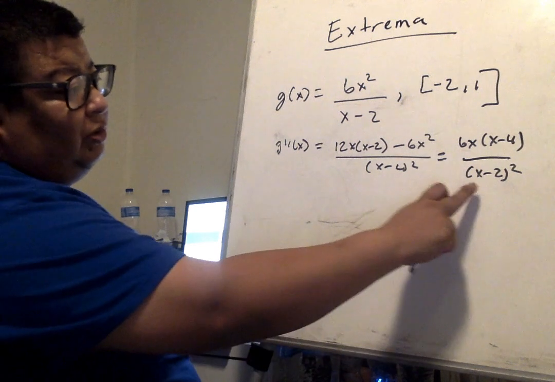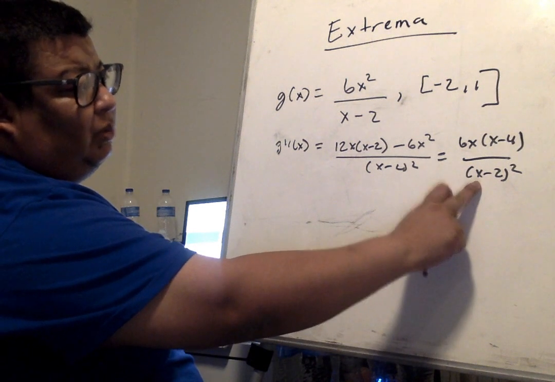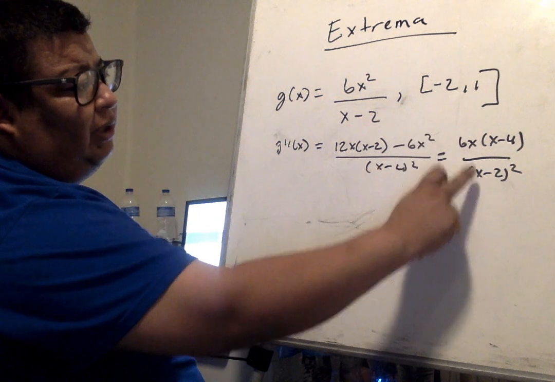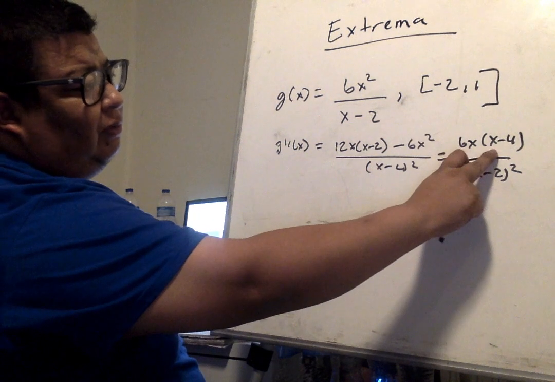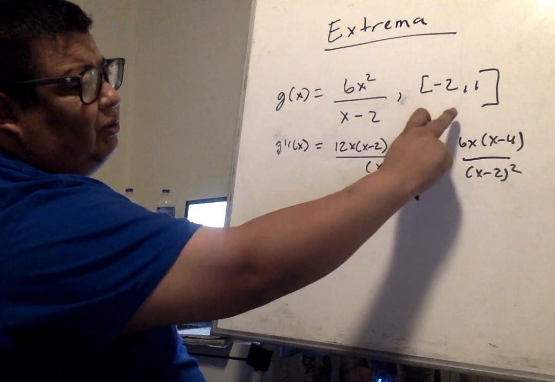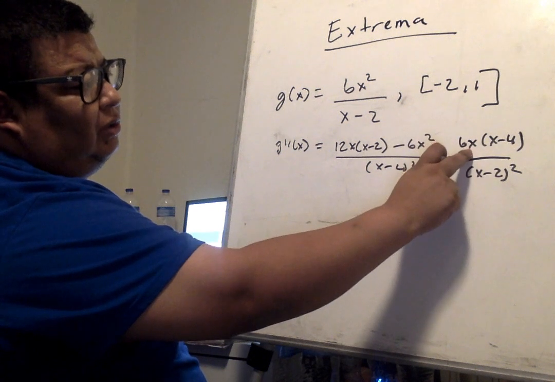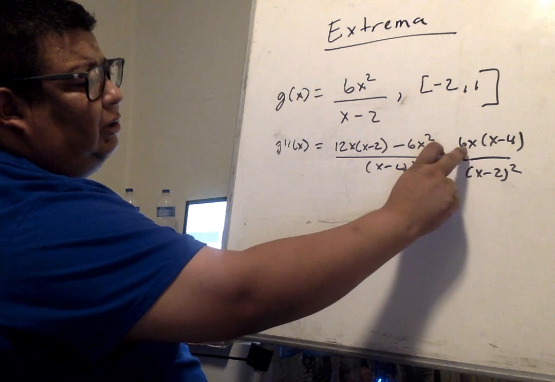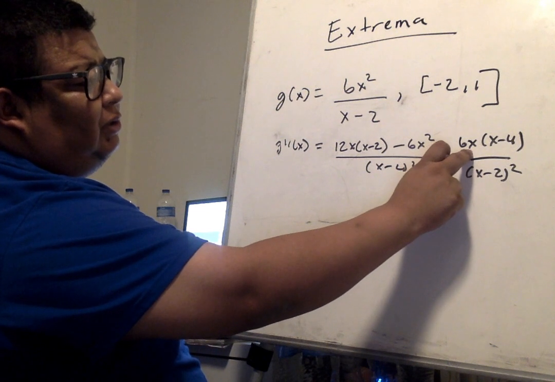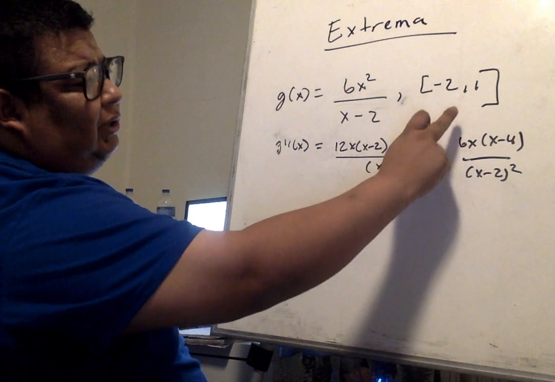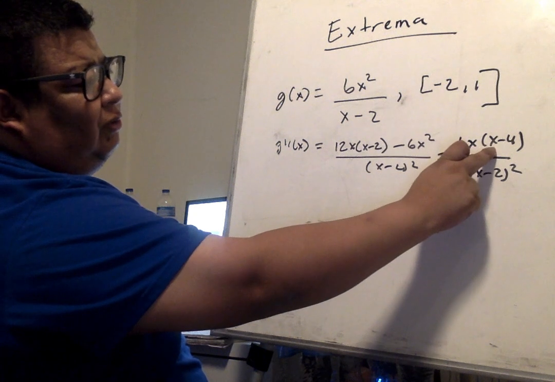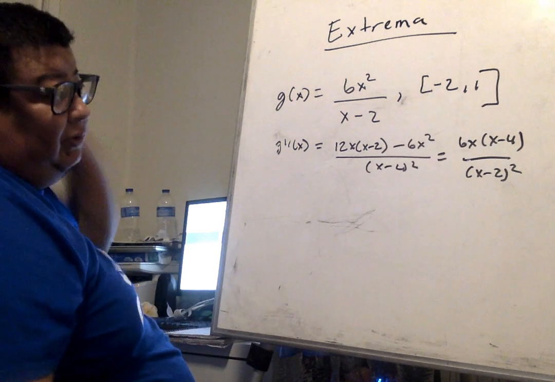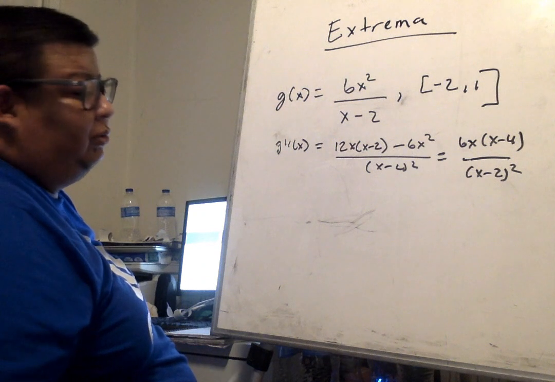Notice the critical points here: when x equals 2, but 2 is out of the closed interval, so we don't worry about it. Also if you plug in 0 or 4, you're going to get 0, but the only one that is going to work out is when x equals 0. That's the only critical point. When x equals 4, 4 minus 4 is 0, but 4 is out of the interval.